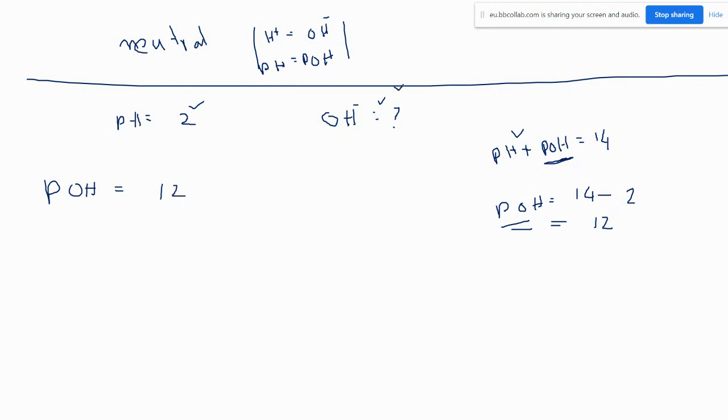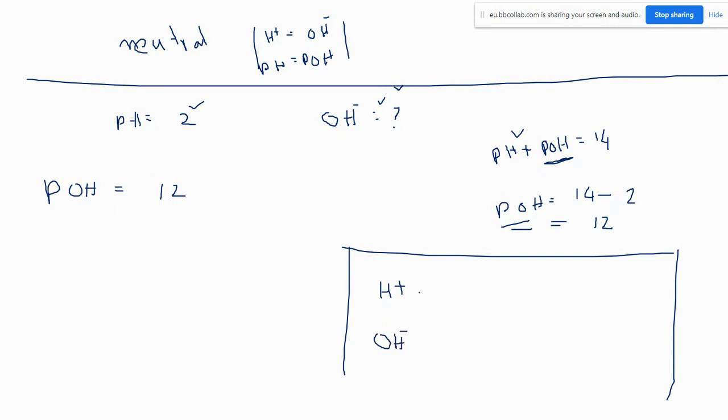I need OH negative now. Whenever you have pH or pOH, we have a very useful formula. If you want to find H positive and OH negative from pH or pOH, it is 10 to the power minus pH and 10 to the power minus pOH. Is it okay? This is not an exponent, this is 10 to the power, okay?